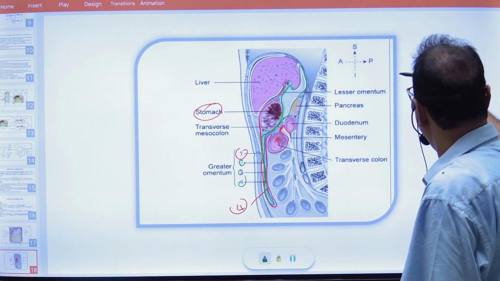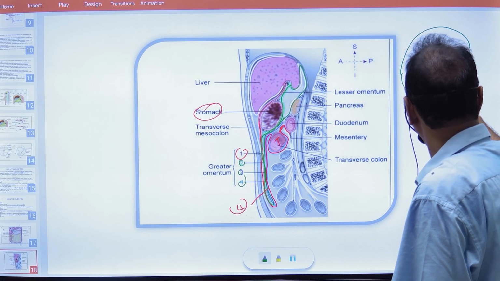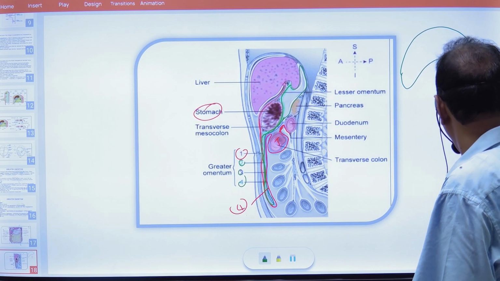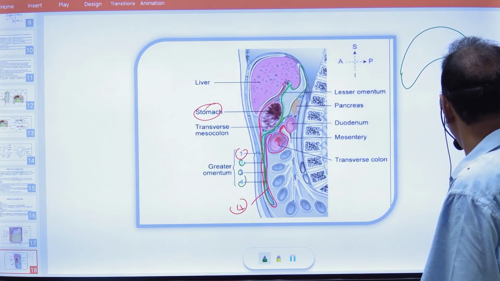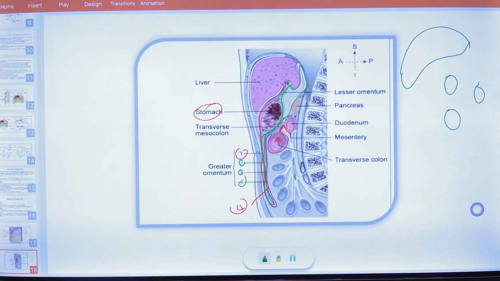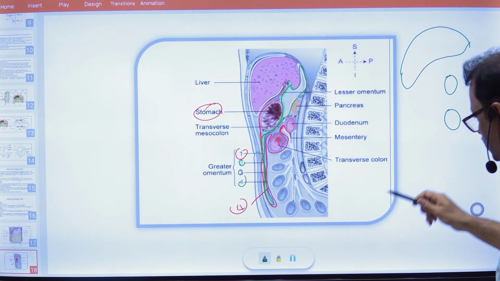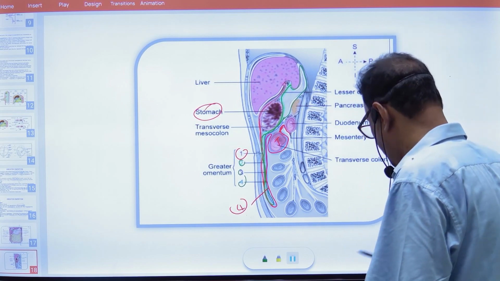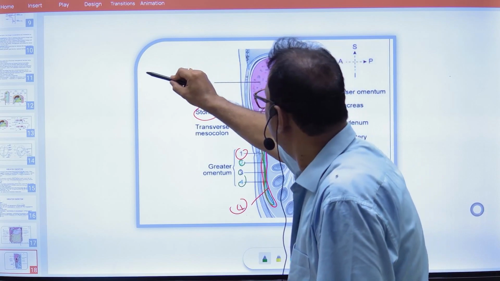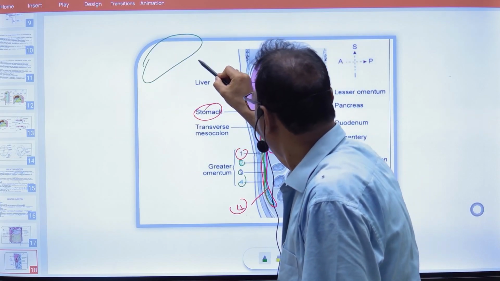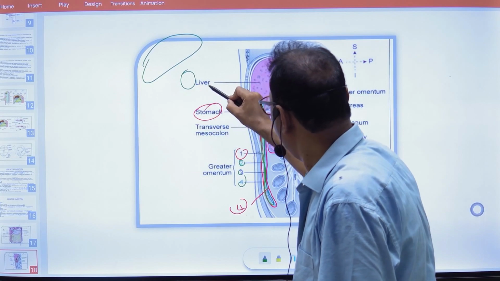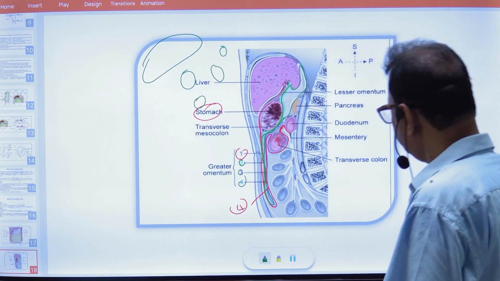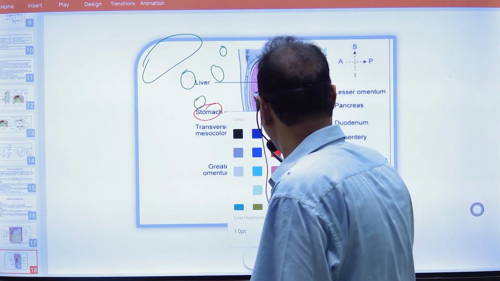We have the kidney like this, the liver like this. Then we have the stomach over here, the transverse colon over here, the duodenum over here, and the pancreas over here. And we will trace the first layer, second layer, third layer, and fourth layer.